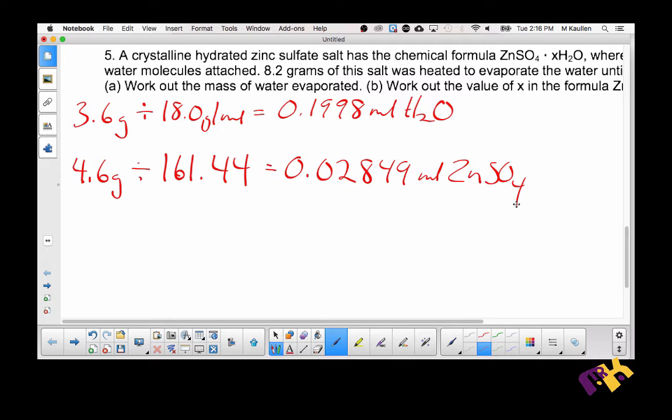So divide by the smallest. Yep, so each of them will be divided by this value. 0.02849 divided by itself is going to give us a value of 1. The 0.1998 divided by the 0.028 will give us right around 7. This will be 7.01 with some rounding liberties. And so you have a 1:7 ratio, which means that x must be equal to 7. Yep, x equals 7.